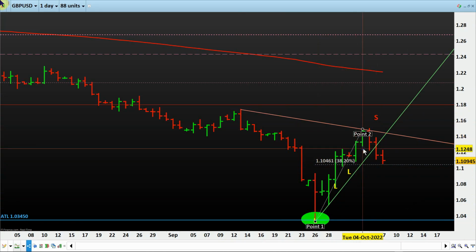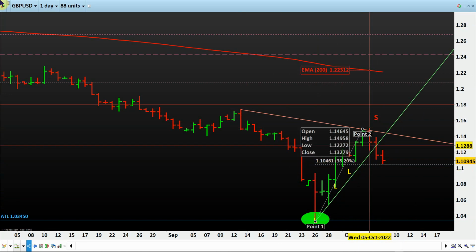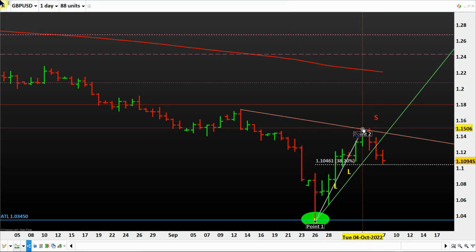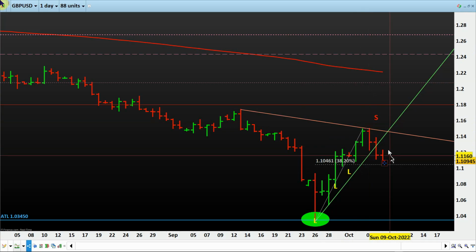What is this high? Can you tell me this high? High is 1.14899. And what is this high? 1.14958. So this is higher, isn't it? Yes. So I'll take that high to here. So these are the only two trend lines and one Fibonacci which I can draw. Did I answer your question?